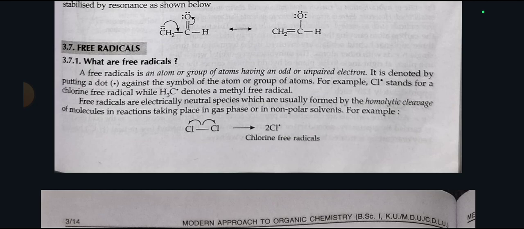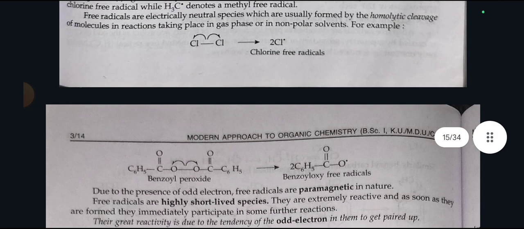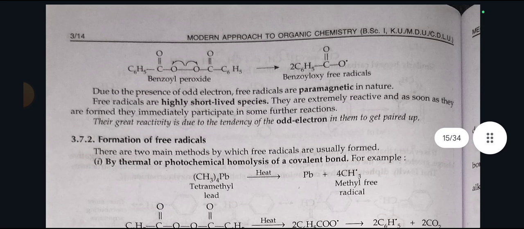Free radicals are electrically neutral species which are usually formed by the homolytic cleavage of molecules in reactions that take place in gas phase or in non-polar solvents. For example, Cl-Cl gives 2 Cl dot, chlorine free radicals.